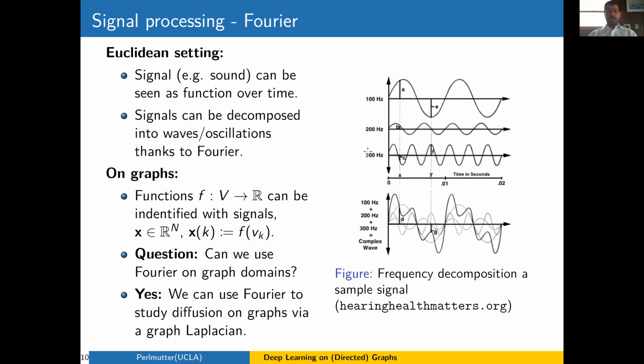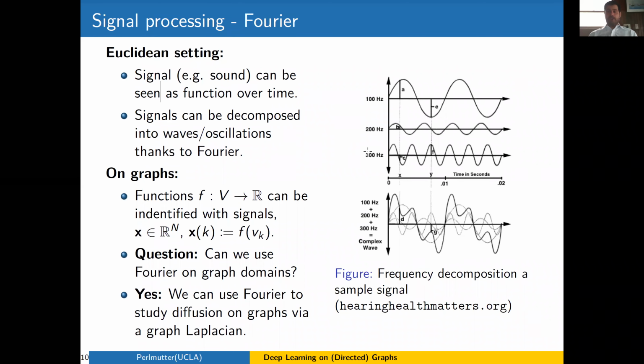And in order to carry out these machine learning tasks, we are going to have to process signals over the graph. So in the Euclidean setting, a signal could be something like a sound, which would be viewed as a function over time. And what's done in Fourier analysis is these signals are decomposed into waves and oscillations. So in the graph setting, we need to think about how we can generalize this.